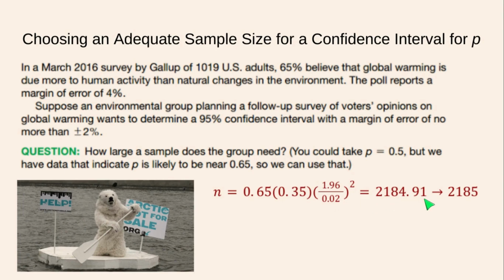2184.91. Now, I'm going to quote Dr. Seuss here. I'm going to quote Dr. Seuss probably several times. A person's a person no matter how small. So if this is the least number of people you could sample to get the desired accuracy, you gotta round up. No such thing as 0.91 of a person. 9/10 of a person's a person no matter how small. So we would say 2185, we round up, that would be our sample size.